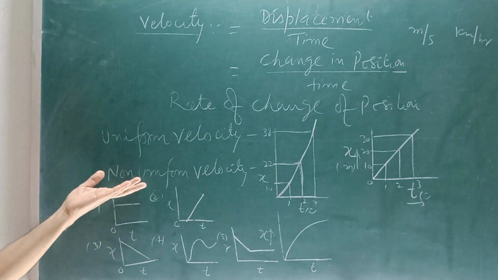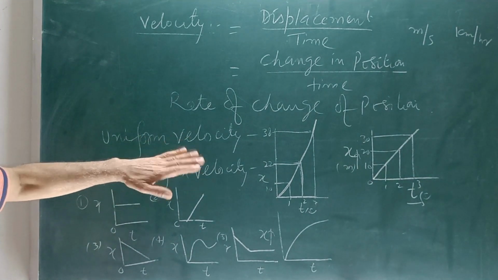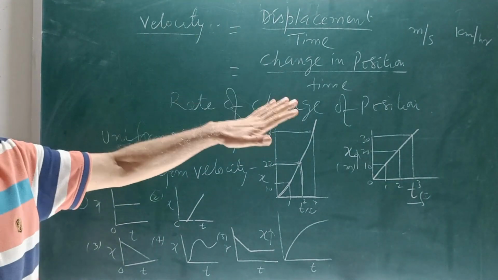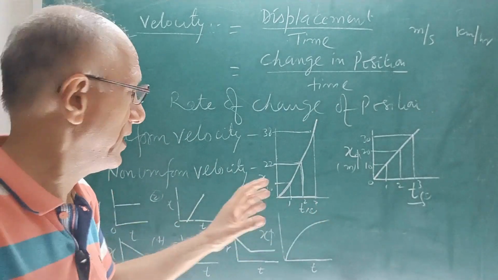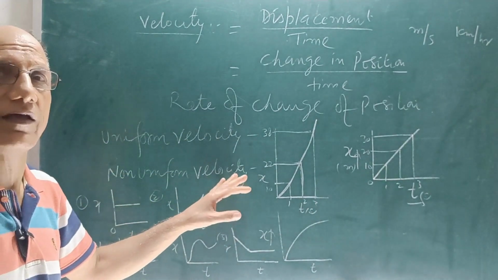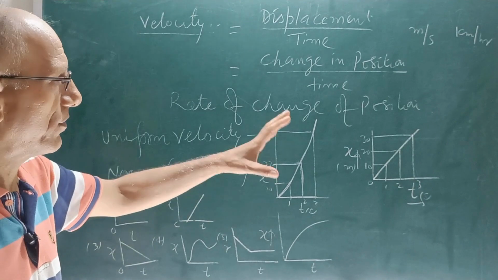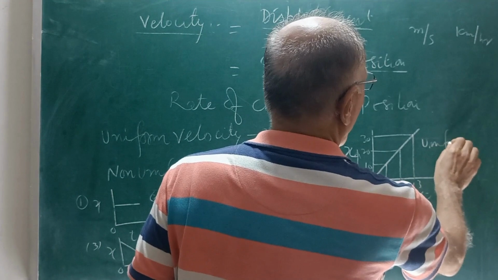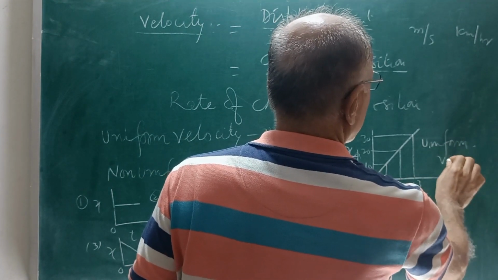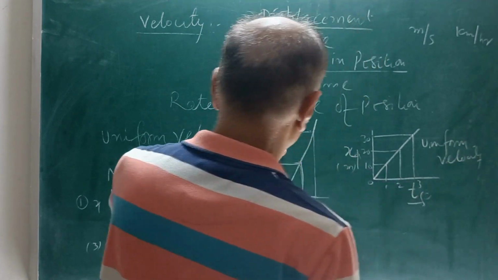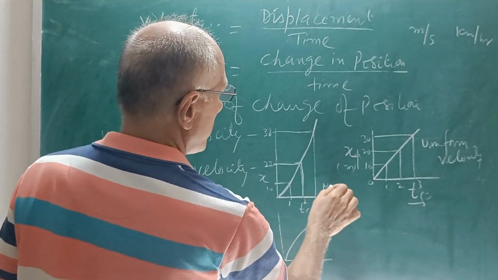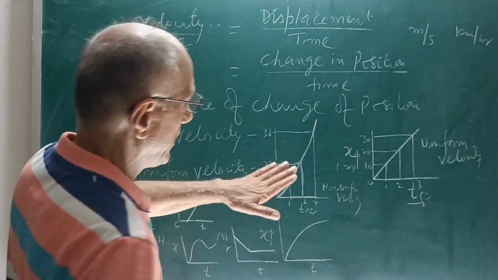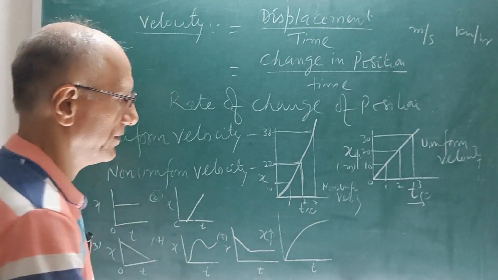Just non-uniform velocity again. If a body does not cover equal displacement in equal intervals of time, or you can say a body covers unequal displacement in equal intervals of time, then the body is said to have non-uniform velocity. And the graph for uniform velocity will always be a straight line, and for non-uniform it will always be a curve. This one is curve, this is curve, this is non-uniform.